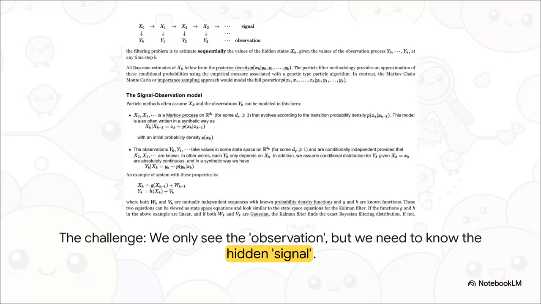And this gets right to the heart of it. See those Ys down at the bottom? Those are the observations. That's the stuff we can actually measure. The sonar pings, the glitchy GPS signal. But what we really care about is the signal up top, the Xs. That's the submarine's true path. The whole game, the entire point of this, is to use those messy observations to figure out the most likely path of that hidden signal.